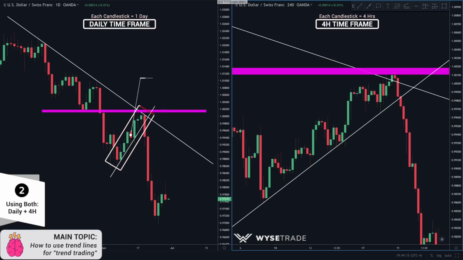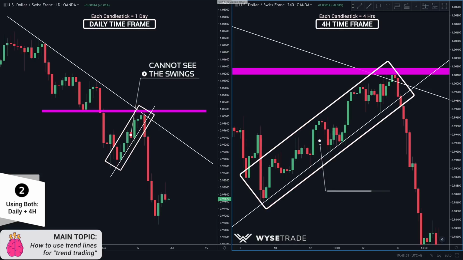On the daily time frame short-term uptrend, you couldn't see much, but now in contrast, on the 4-hour time frame, you can see so much more detail. You can actually see the swing highs and swing lows of price.